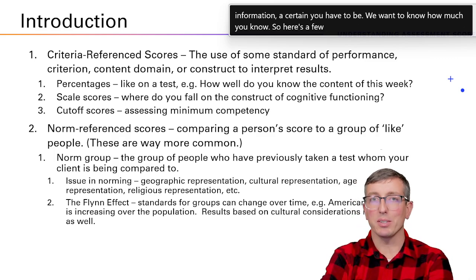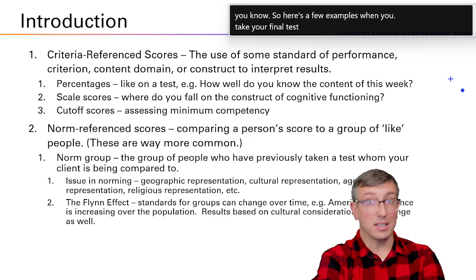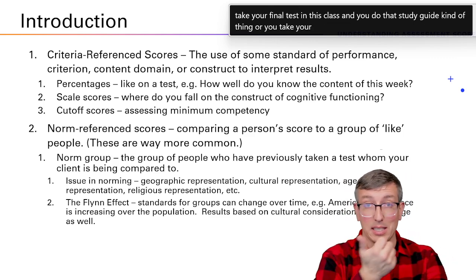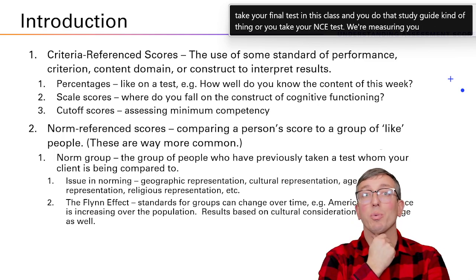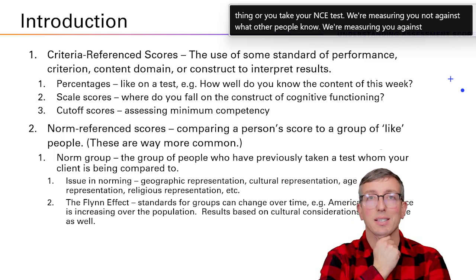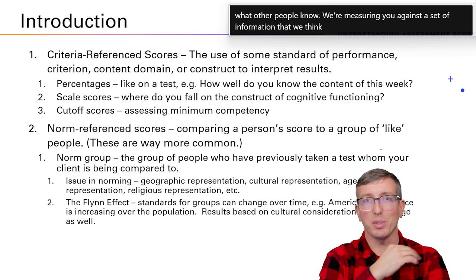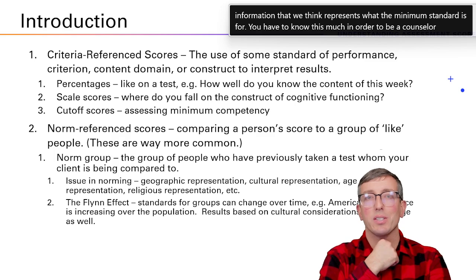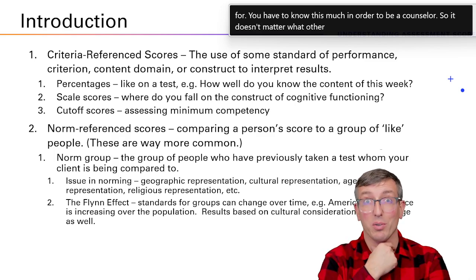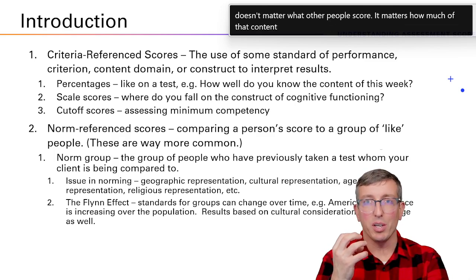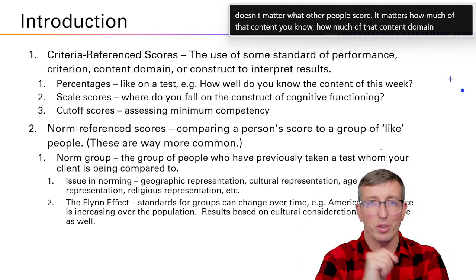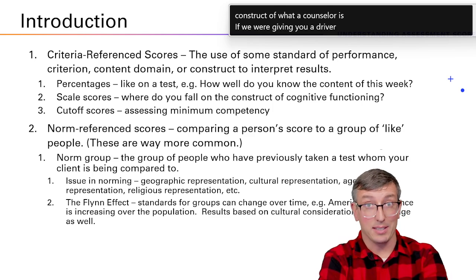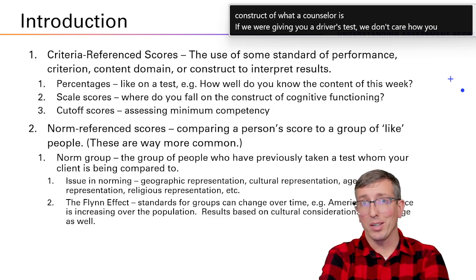So here's a few examples. When you take your final test in this class and you do that study guide, or you take your NCE test, we're not measuring you against what other people know. We're measuring you against a set of information that we think represents the minimum standard: you have to know this much in order to be a counselor. So it doesn't matter what other people score. It matters how much of that content you know, how much of that content domain or the construct of what a counselor is. If we were giving you a driver's test, we don't care how you compare to other drivers on the road.